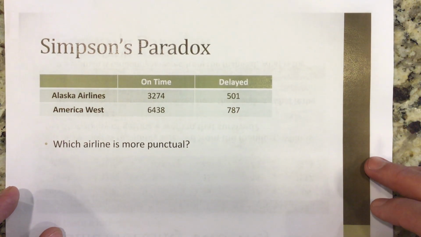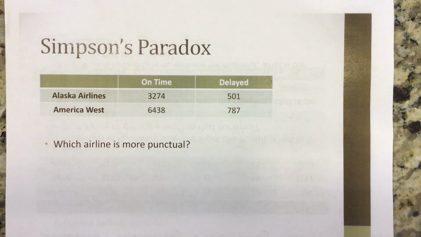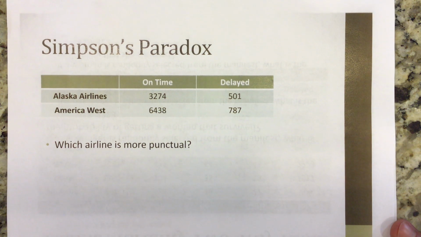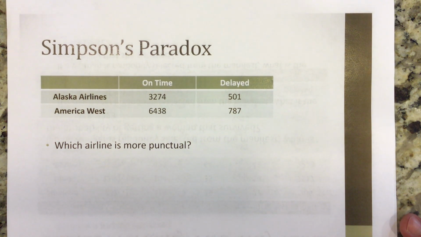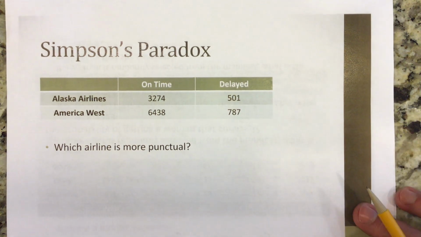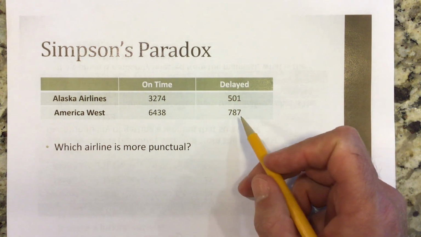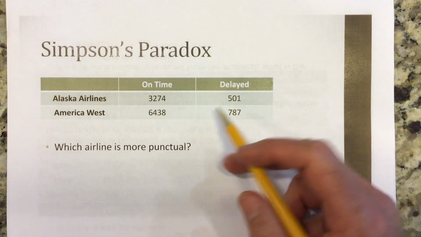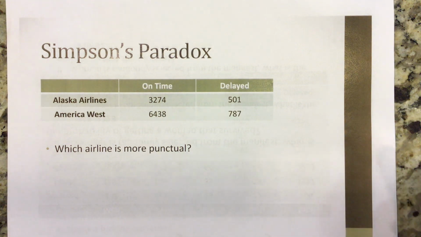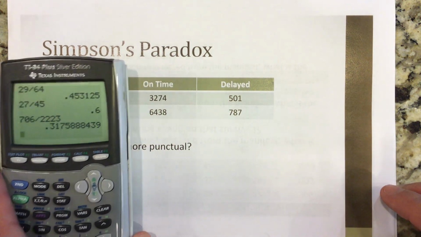Let's try a quick problem here. I have some data comparing two airlines, and the question is very simple: which airline's more punctual, or in other words, on time? And again, realize we have different totals happening here, right? I can't just say, oh, America West is more punctual because they had more on-time flights, right? I could say America West has more delayed flights, so they're less punctual, right? I can't just look at the raw count, okay? I have to get the totals and then get percentages. So let's do that real quick.